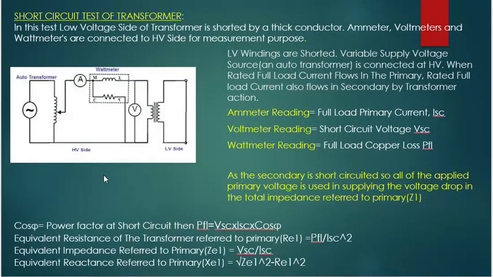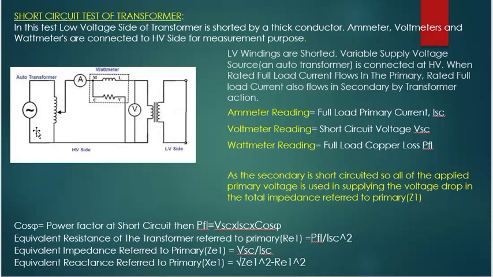The short circuit test of a transformer is also done to find out the copper loss component and the equivalent circuit parameters of the transformer. In this test, the LV side of the transformer is shorted by a thick conductor. Ammeter, voltmeter and wattmeter are connected to the HV side for the measurement purpose, which is shown in the schematic diagram. LV windings are shorted here.